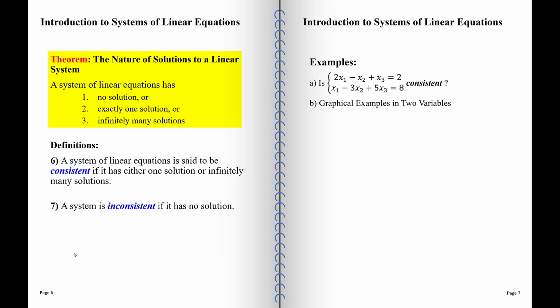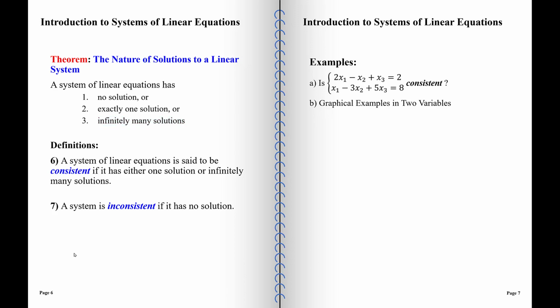This is our first theorem, the nature of solutions to a linear system. So if we had a linear system, there are only three possibilities. There is no solution to the system, there is exactly one solution to the system, or there are infinitely many solutions to the system. So what you can see is you can't have, for example, exactly 5 solutions to a system. You either have none, 1, or it blows out to infinitely many.